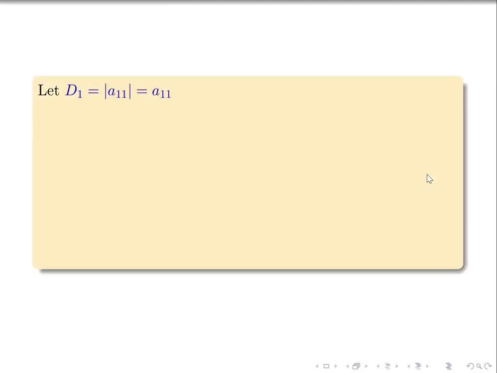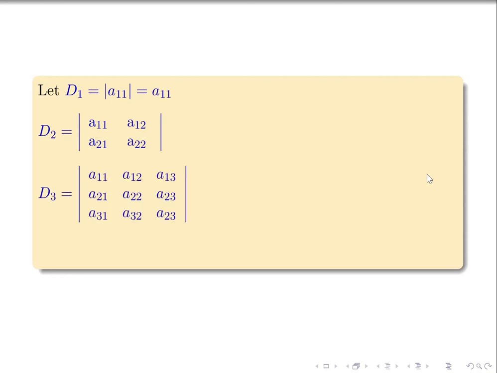So we want to find d1, d2, up to dn. d1 is nothing but the determinant of a11, only one single element, so d1 is a11. d2 is the determinant of the 2 by 2 matrix a11, a12, a21 and a22. d3 is the determinant of the 3 by 3 matrix, d4 the determinant of a 4 by 4 matrix, d5 of a 5 by 5 matrix. Similarly dn is the n cross n matrix, that is, the determinant of A.